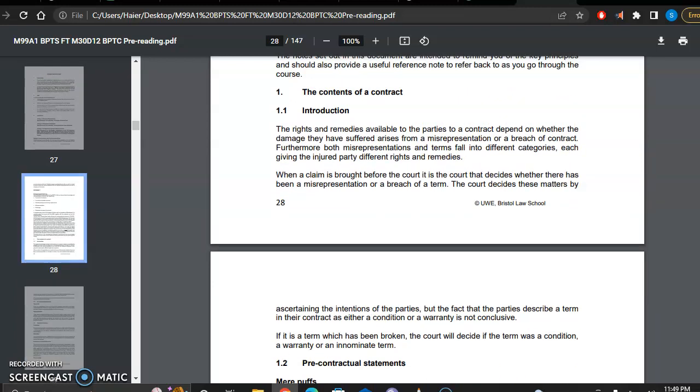So, what are the contents of a contract? Introduction. The rights and remedies available to the parties to a contract depend on whether the damage they have suffered arises from a misrepresentation or a breach of contract. Furthermore, both misrepresentations and terms fall into different categories, each giving the parties different rights and remedies. So, in contract law, you can take the other party to court for breach of contract or for misrepresentation, and both give you different kinds of remedies.